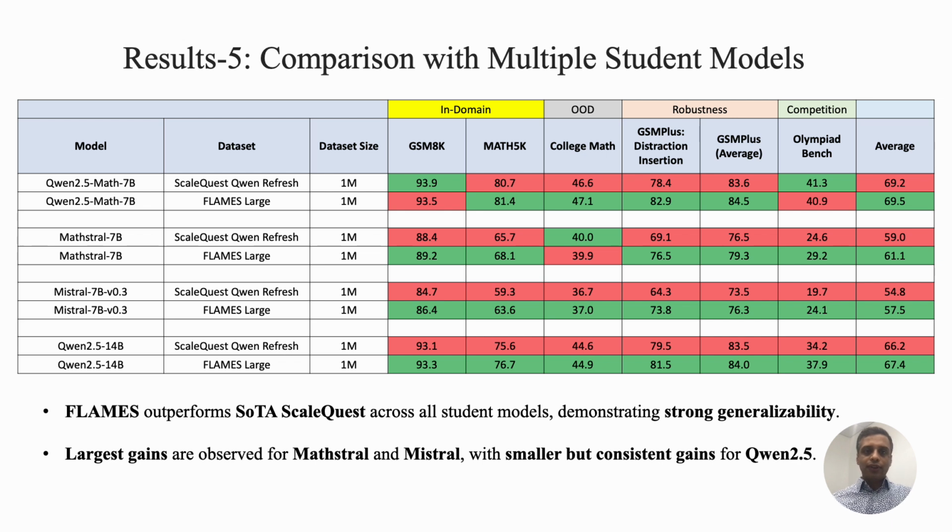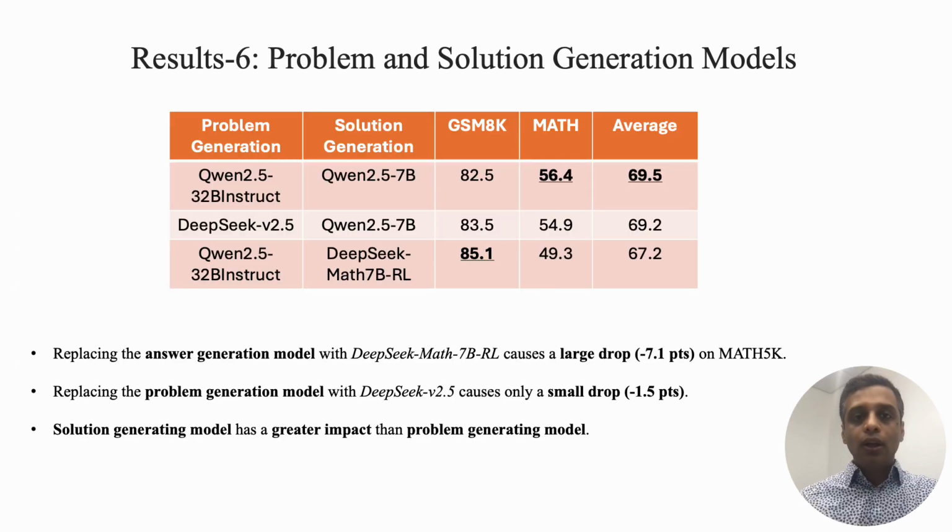I'll move fast on the next few slides and just talk about the conclusion. First, we observed that the gains of Flames are consistent even if we use a different underlying student model. Our experiments show that the solution generation model impacts performance much more than the problem generation teacher model, so it is crucial to choose an optimal solution generation teacher model.